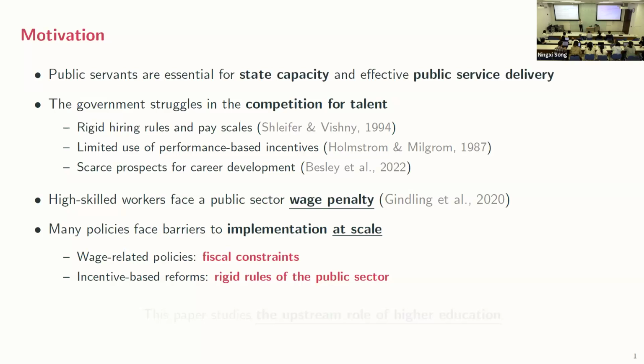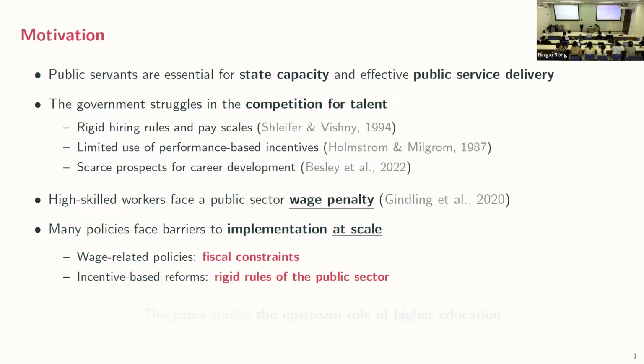Research shows there are many policies that can improve recruitment, but in general, they are hard to implement at scale. There is evidence that wage increases can attract talented people. In general, it's hard to implement a generalized wage increase due to fiscal constraints. There's also evidence of many different types of incentive-based reforms in which productivity is rewarded in different ways.